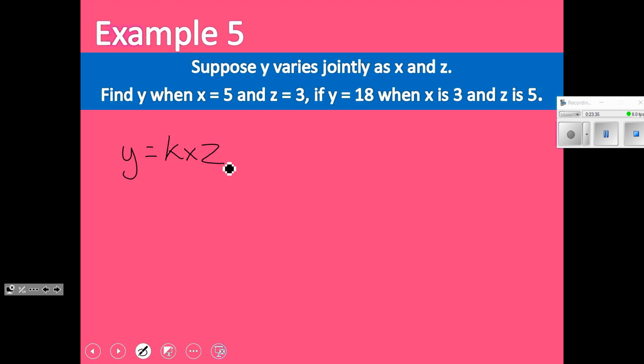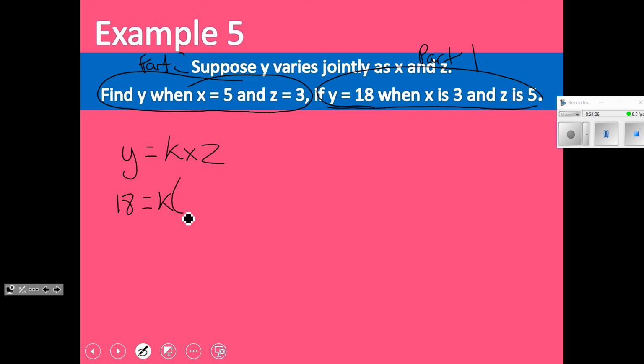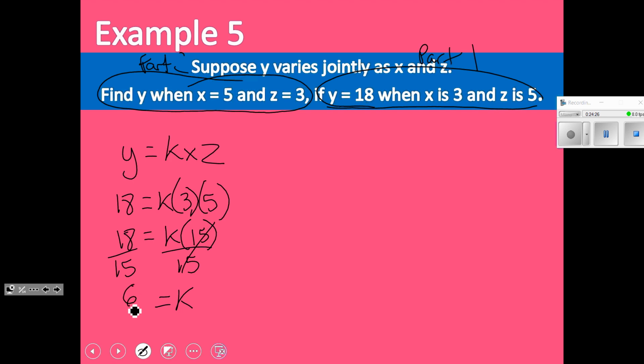Which one is part 1? So find y when x is 5 and z is 3. Is that part 1 or is that part 2? That's part 2. Here's your first part: if y is 18 and x is 3 and z is 5. So here's part 1. Let's plug that in. So y is 18, x is 3, z is 5. So 18 equals k times 15. And I'm going to divide by 15 on both sides. So k is equal to 6 over 5, 1.2. I prefer 6 over 5.